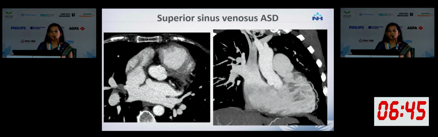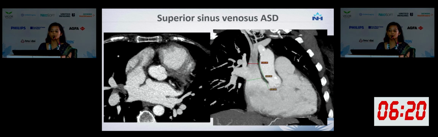I felt it's a good thing to share with everyone, because with such good results, more and more people will start doing it. What the radiologist needs to know in such cases is a lot of information from us, because based on the CT, they'll decide whether the patient is eligible for percutaneous covered stent placement of superior sinus venosus ASD to treat it.